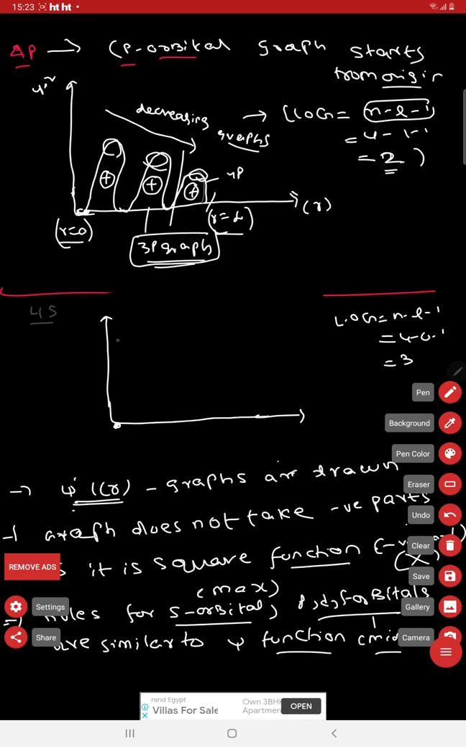As it is an s orbital, you need to start from the maximum. This is psi square and this is r, and the length of the graph is 3. This is the maximum. 1, 2, 3, and this is the last one.